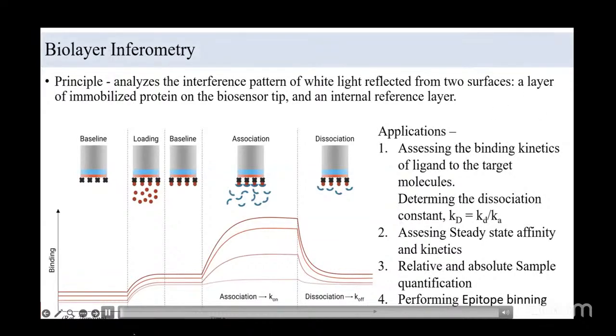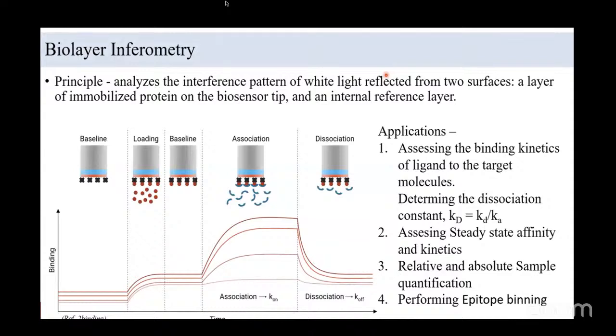The technique of biolayer interferometry is based on the analysis of the interference pattern of incident white light, which reflects from two surfaces: first, the immobilized molecules on the biosensor, and a reference layer, which is nothing but the biosensor without the immobilization. This technique has a plethora of applications. The major purpose of it is to determine the binding kinetics of two molecules in question, which describes the dynamic binding interaction between those two molecules.